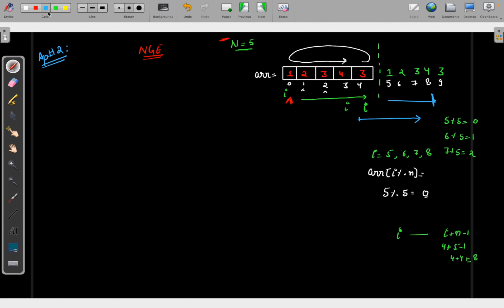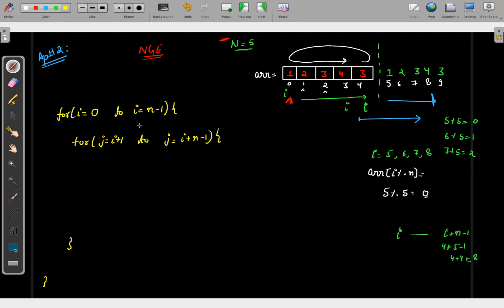Okay, let's quickly see what the brute force of it will be. So basically, I will start my loop from I equals 0 to I equals n minus 1. Okay, basically I will find all the next greater elements for this set of elements. Inside it, I will start my loop that will start from I plus 1, just the next one, to j equals I plus n minus 1. Okay, like I to I plus n minus 1, right?